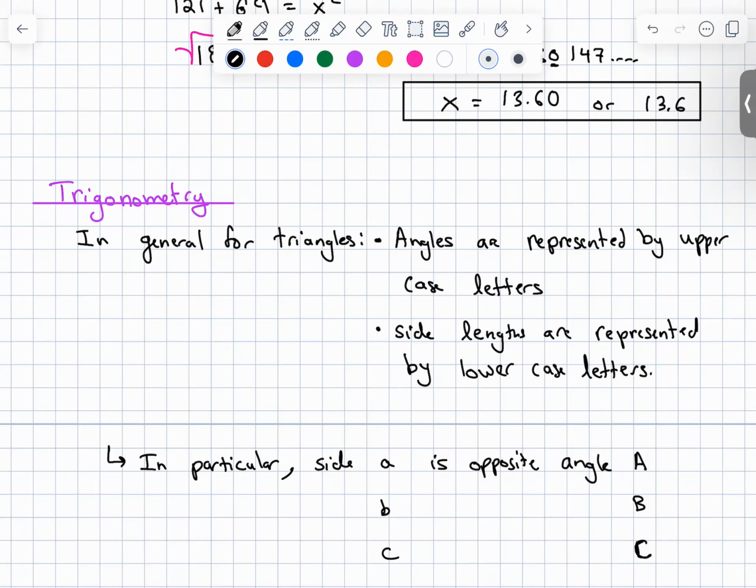The reason why I bring this up is this is going to be the most important thing for us to be able to solve trigonometric problems. We have to know what side corresponds to what angle. And you'll see why when we get to actually setting up trig.